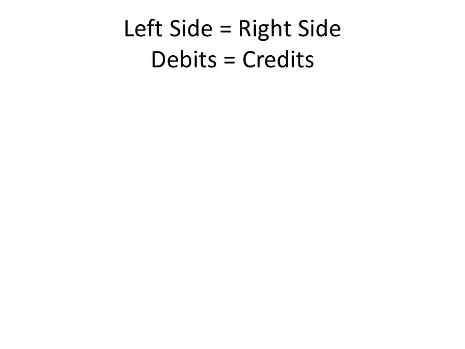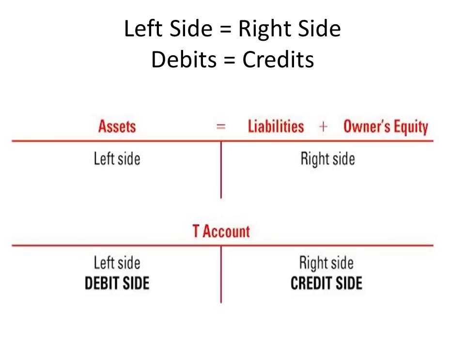So, if we know that assets equal liabilities plus owner's equity, then the left side has to equal the right side. In other words, for every transaction, the debits have to equal the credits. Our assets are on the left side, our liabilities and owner's equity are on the right side. A T account is basically taken from that accounting equation. We have three parts to it: the name of the account, the debit side, and the credit side. The debit side always has to equal the credit side.